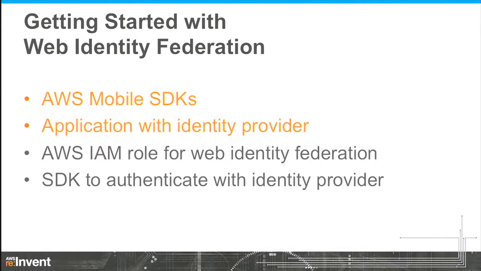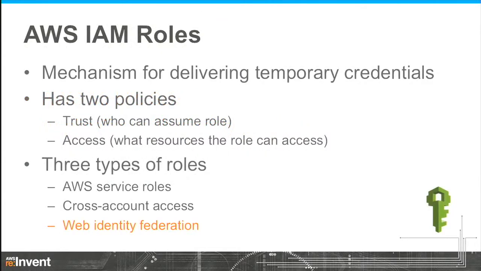So now that we have our application with Login with Amazon, our next step is to get our AWS IAM Role for Web Identity Federation. If you're not familiar with AWS IAM Roles, it's a mechanism for delivering temporary credentials to any number of different kinds of services.